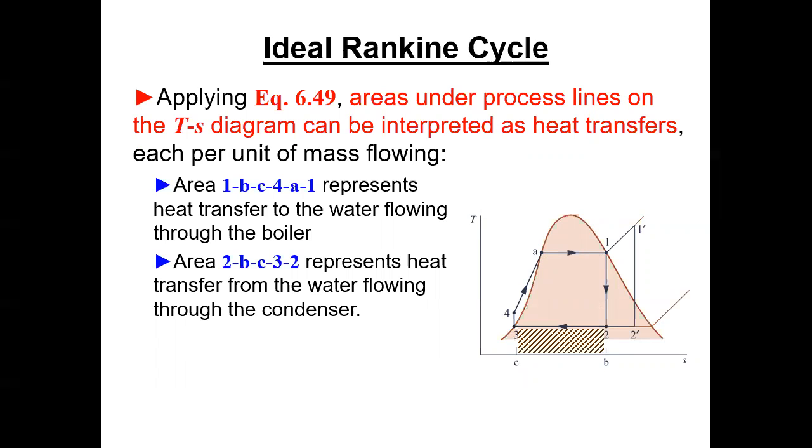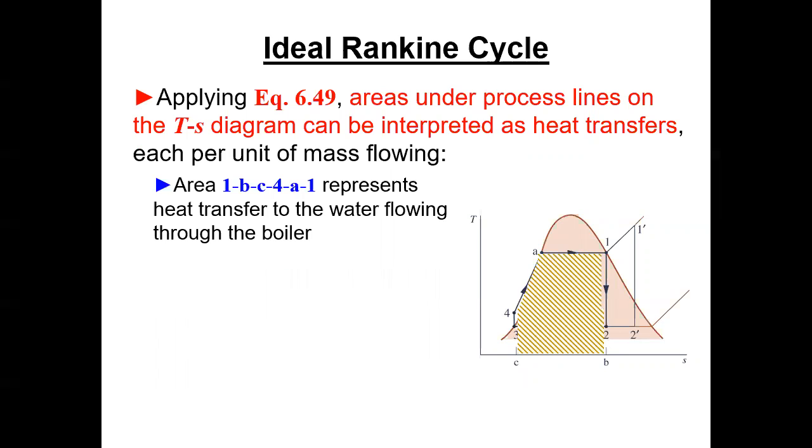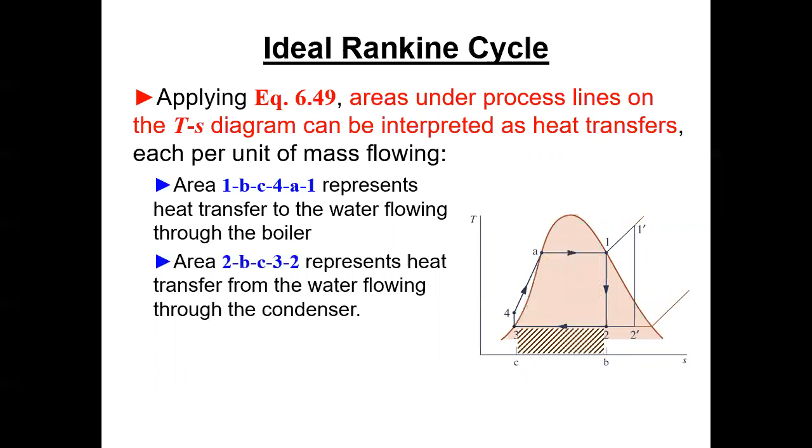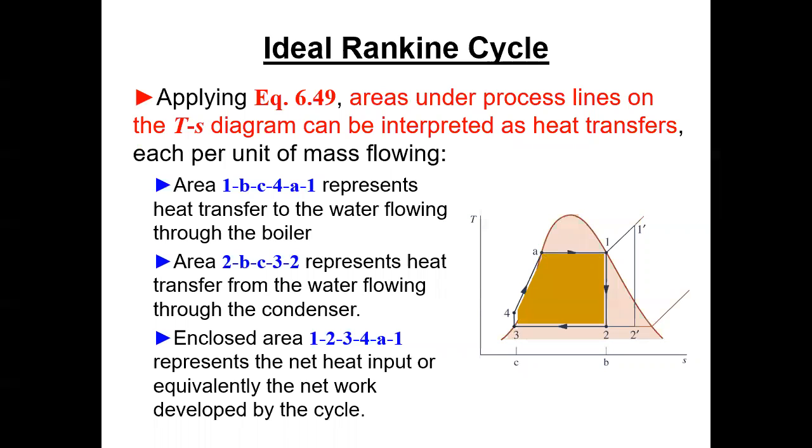Then again, for this ideal Rankine cycle, the area under that bottom curve is the heat rejected. So the first one is heat put in. This is heat thrown away in the condenser. And guess what? The net area is the net heat, which is equal to the net work. Okay.